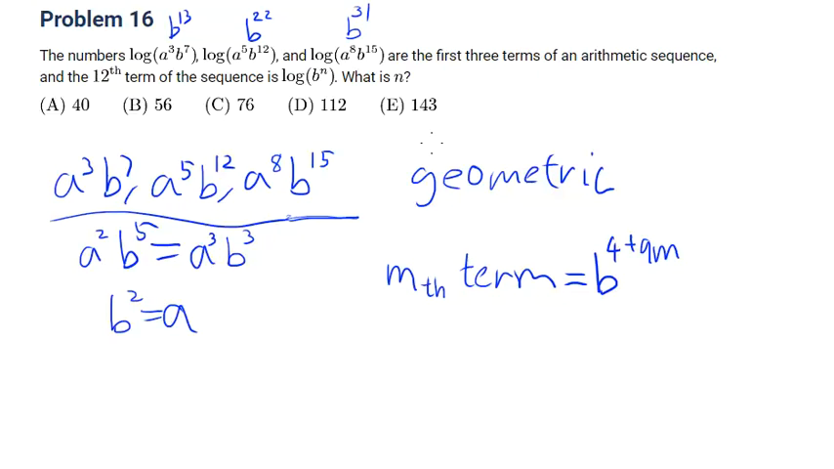What is n? The 12th term of the sequence would be b to the 4 plus 9 times 12. 9 times 12 is 108 plus 4, that's 112. So, D.